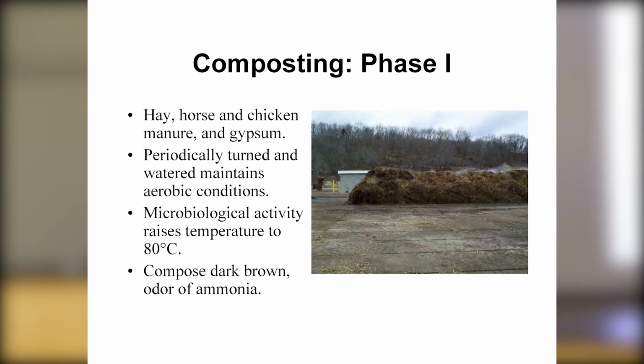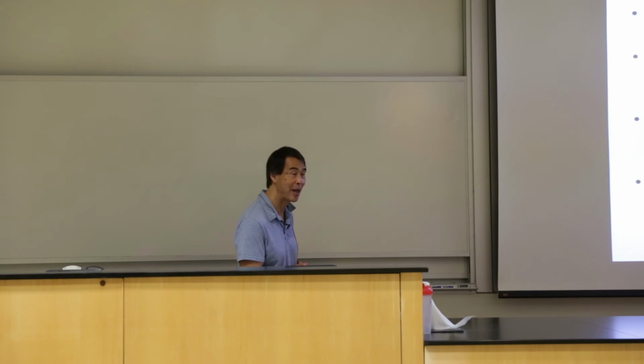As the temperature goes up, you water it, you turn it, and you do that so it maintains aerobic conditions. That is oxygen, so no anaerobic bacteria are going to grow from it. And it can go as high as 80 degrees Celsius, which is quite hot. That's natural biological activity. And then when it's finally done, it's going to be dark brown and it's going to reek of ammonia. This is what it looks like, a pilot, and this is mass production, you have to understand.